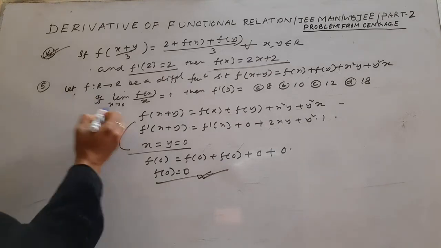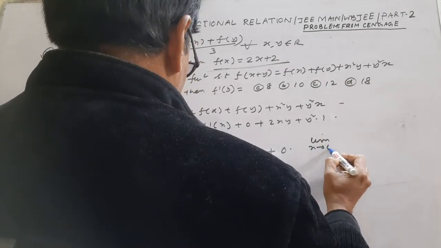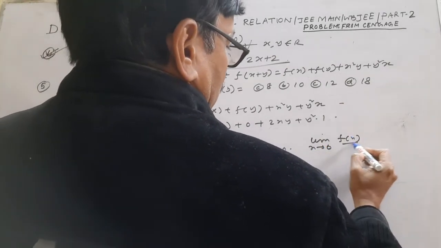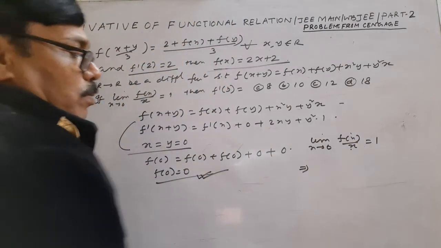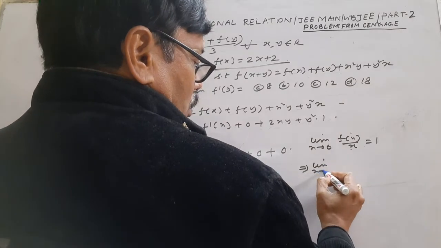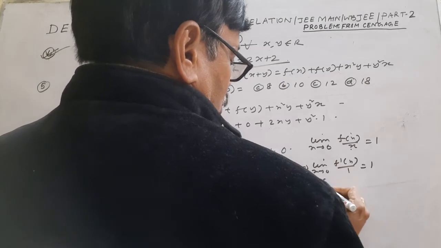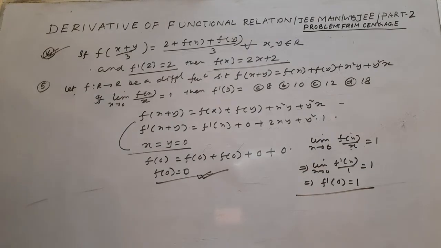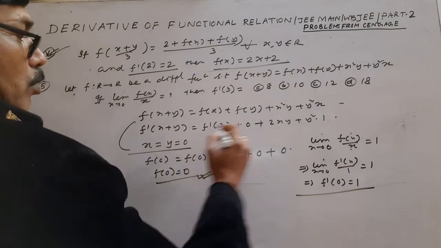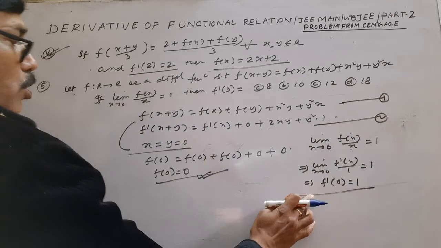Now one more condition is given. So what is the second condition? The limit as x tends to 0 of f(x)/x equals 1. So f(0) is 0, it is a 0 by 0 form. So using L'Hospital's rule, f'(x)/1 equals 1. So f'(0) equals 1. So f'(0) equals 1. Now this is equation 2, and this is 1. f'(0) is given.